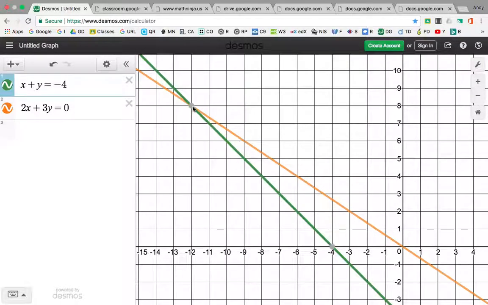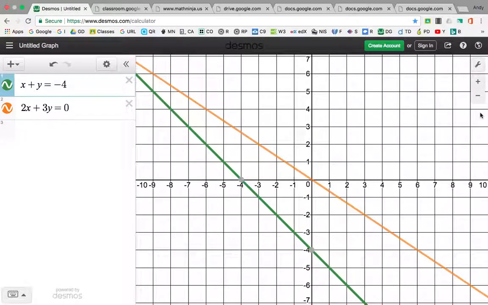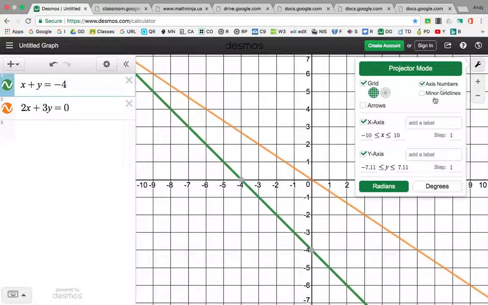So now I can simply click on the point, and I see the solution is x equals negative 12 and y equals 8. Another option is to change the window yourself. So I'm going to go back over here to the home and go to the default window. And I see I need to go to the left and up some. So I'm going to change those values.